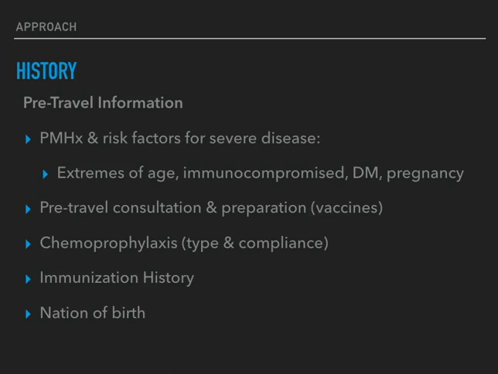Knowing the patient's nation of birth is important because they may have some immunity from living in endemic areas, but that immunity typically starts to wane after about 6 months or so of living away. So if they were born somewhere else, you want to know how long they've been living in Canada or elsewhere.